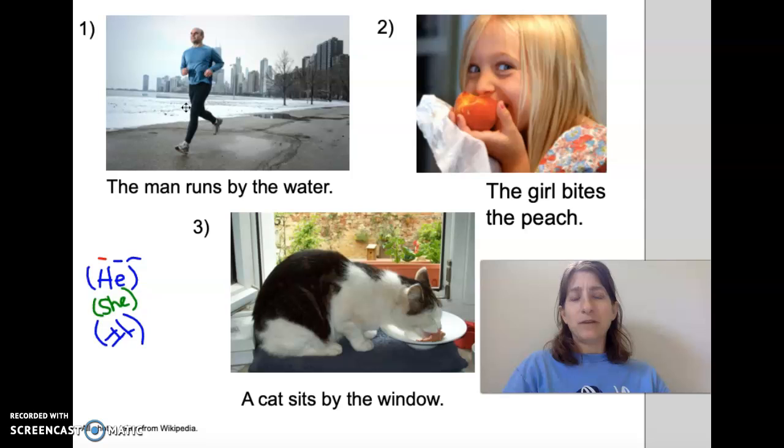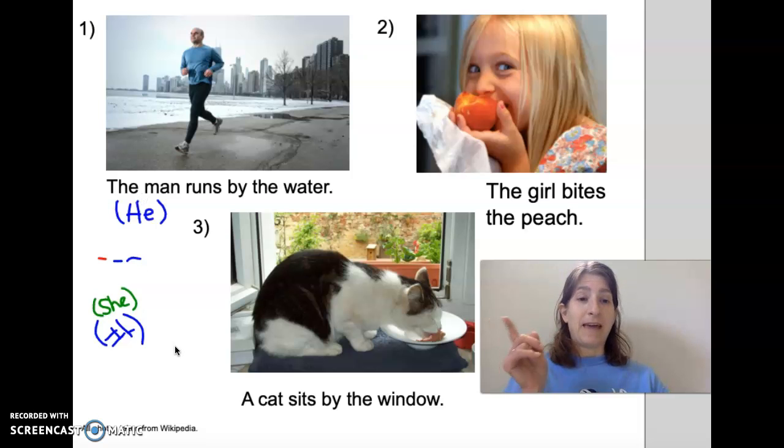Here's one. Look at this picture. What is my subject? What am I talking about? I'm talking about the man, so that's like saying he. Remember, if I have he, she, or it as who I'm talking about, if it's something that's in the present, I need to make sure I have an s as my suffix on the end of what he does. What does he do? He runs. The man runs by the water.